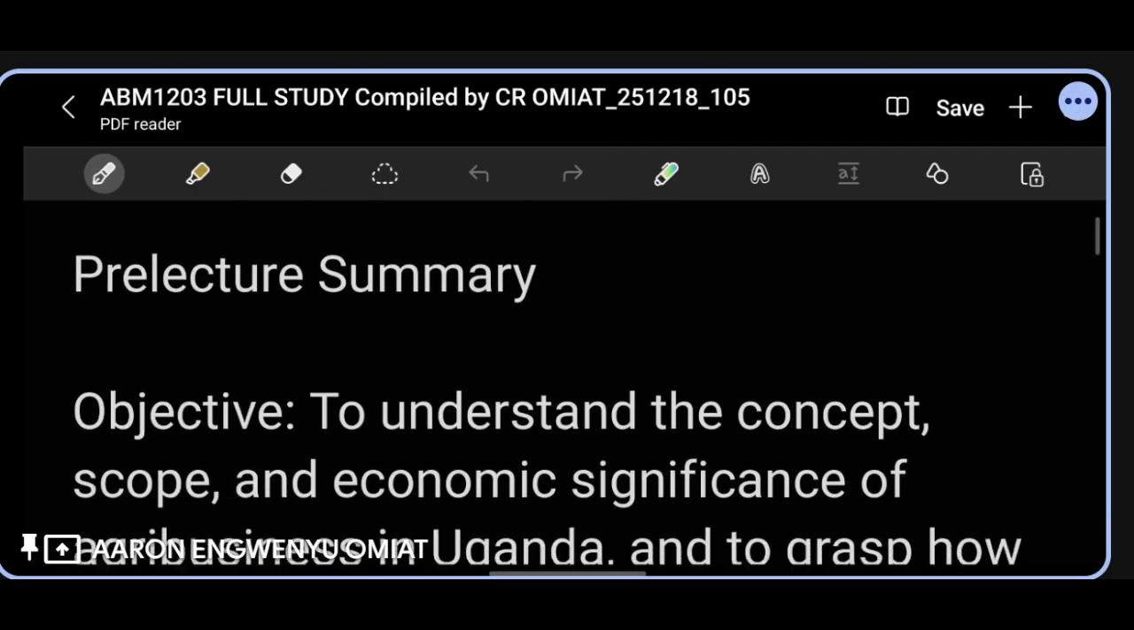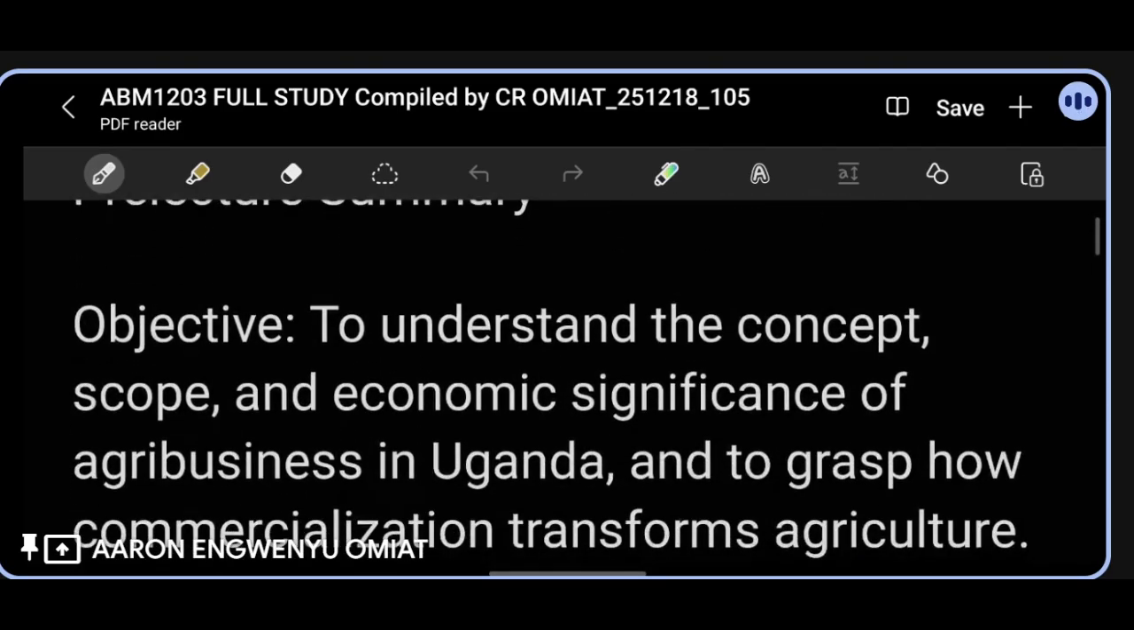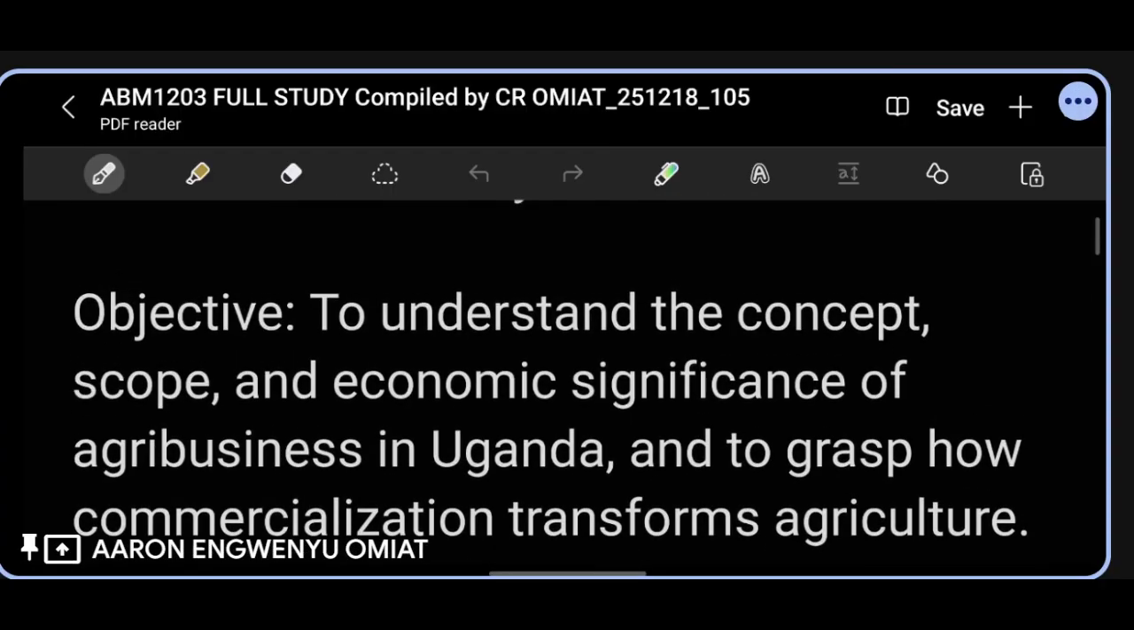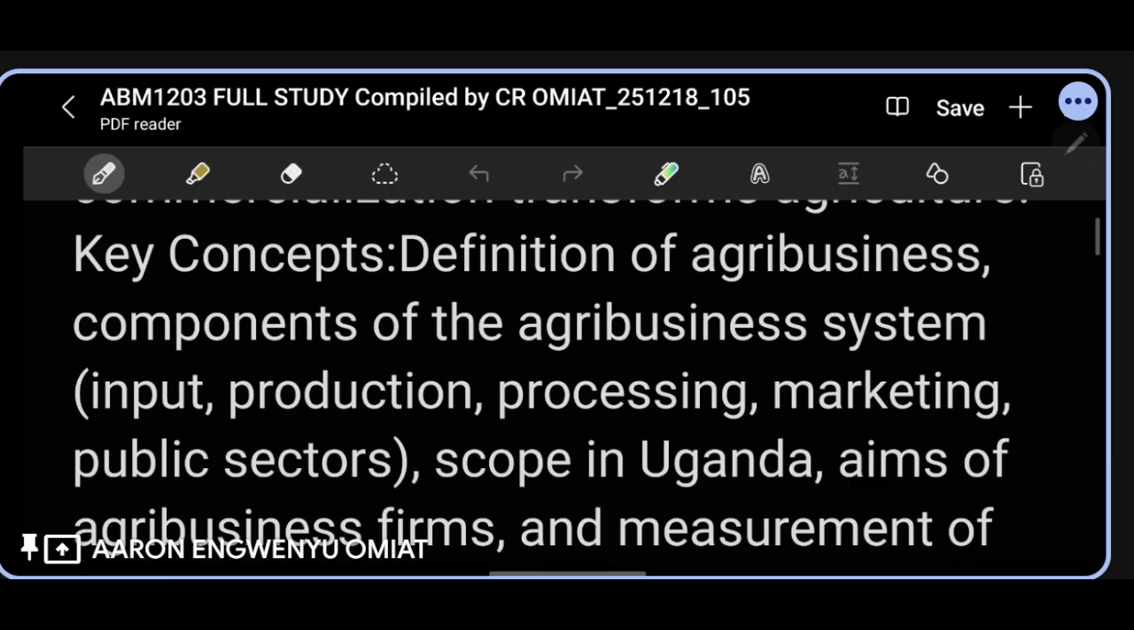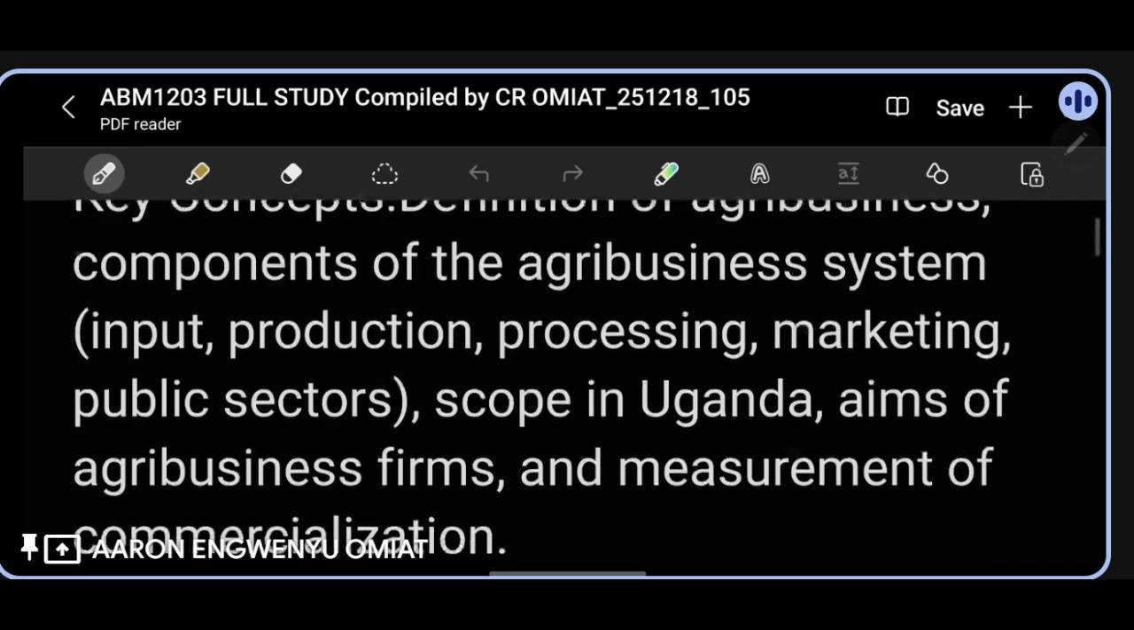Our objective today is to understand the concept, scope, and economic significance of agribusiness in Uganda and to grasp how commercialization transforms agriculture. Our key concepts that we shall be covering: we shall first define agribusiness, the components of agribusiness systems, which include input, production, processing, market, and public sectors. We shall also look at the scope in Uganda, then the aims of agribusiness farms, and measurement of commercialization.